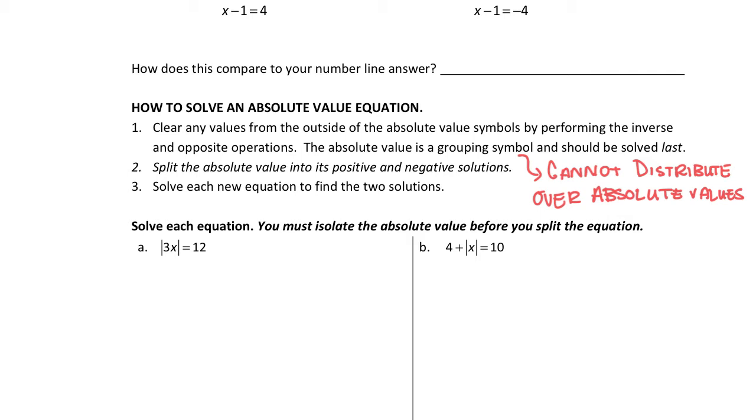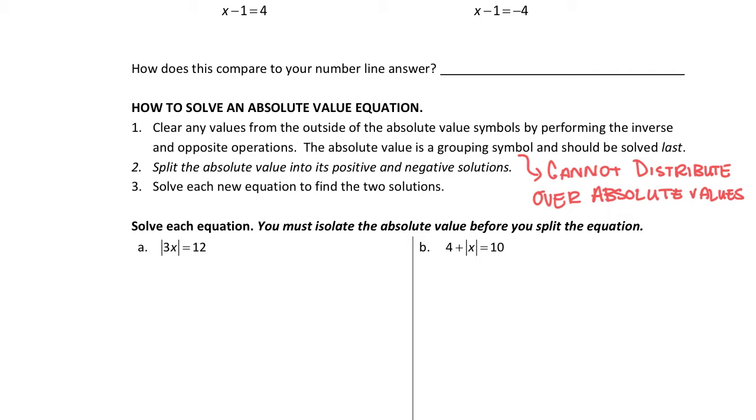The next rule says to split the absolute value into its positive and negative solutions. This is the number one mistake students make when they first are doing absolute value properties. They forget that you're going to have 2 solutions, the positive and the negative direction on the number line. And third, then you can just solve each equation to find the 2 solutions.